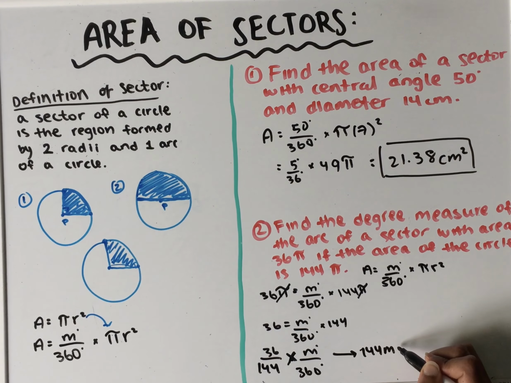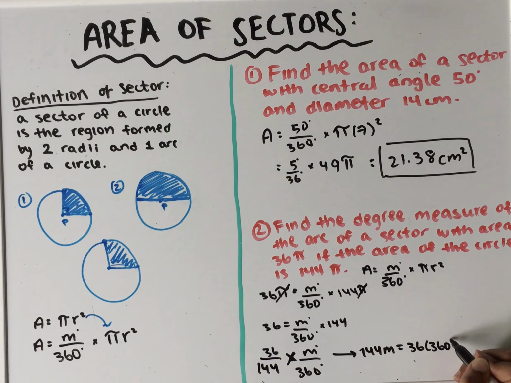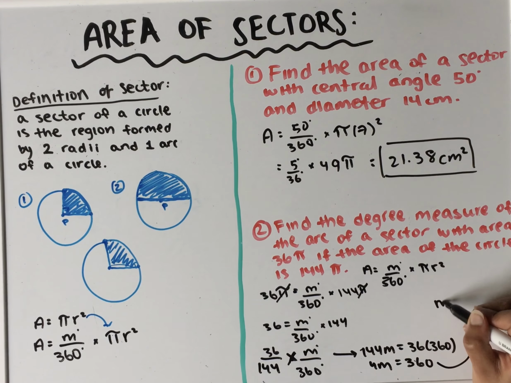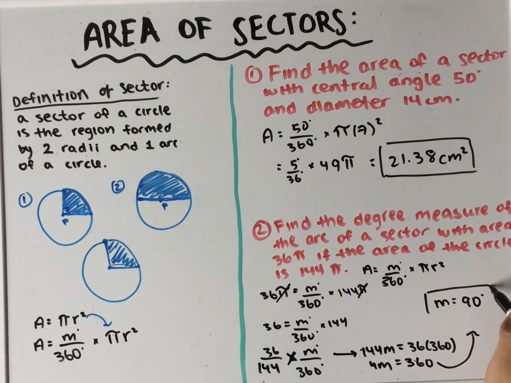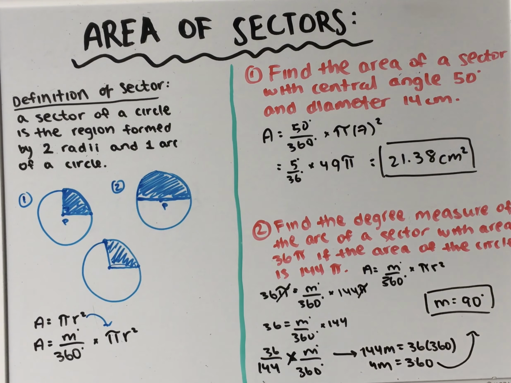So here we're going to have 144m is equal to 36 times 360 degrees. And when we simplify all of this, we're going to get it to be 4m equals 360 degrees. And when we simplify this whole thing, we're going to get m to equal 90 degrees. And that is what we're asked to solve, because it's the degree measure of the arc.